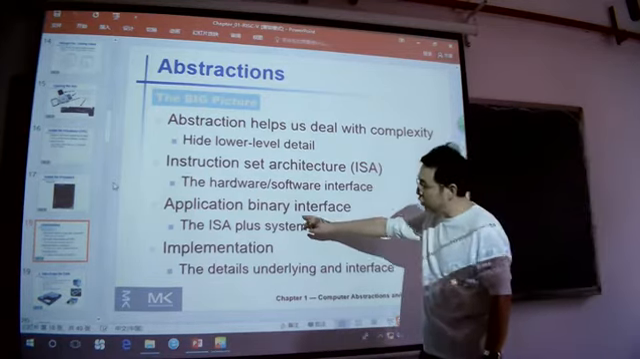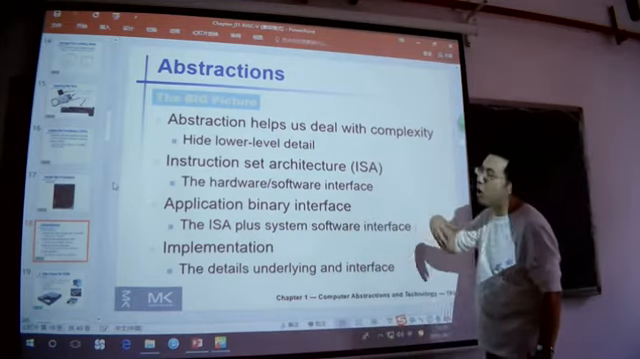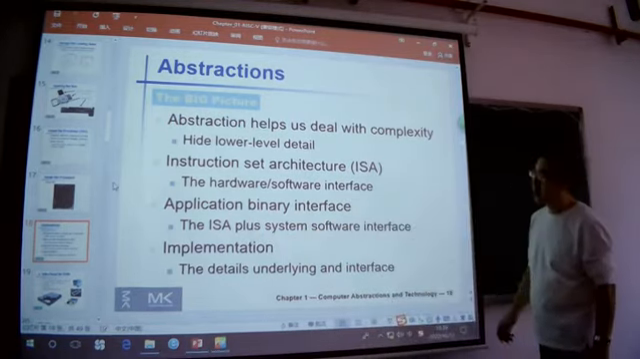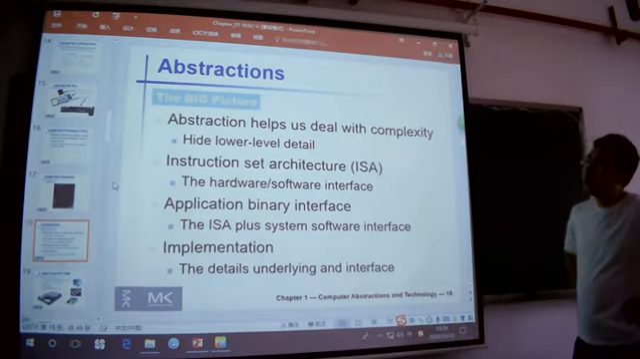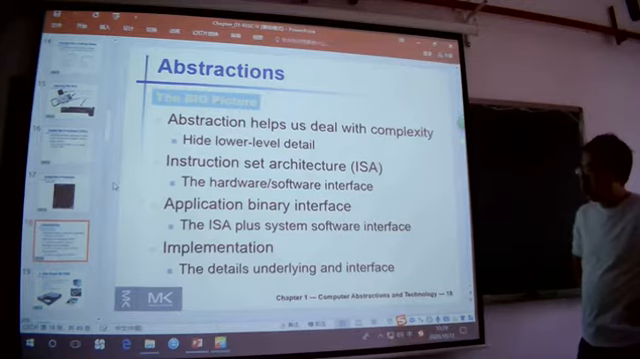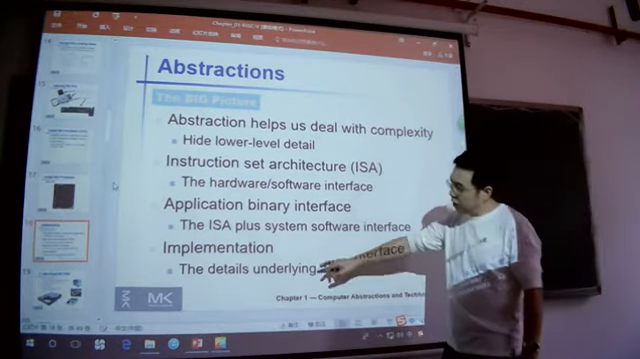Application binary interface is very important for users. The ISA plus system software interface is for the software. Implementation, we find the details, the underlying, and the interface is very useful.